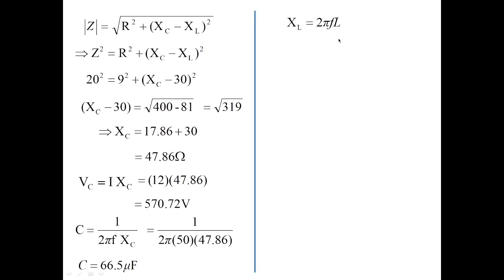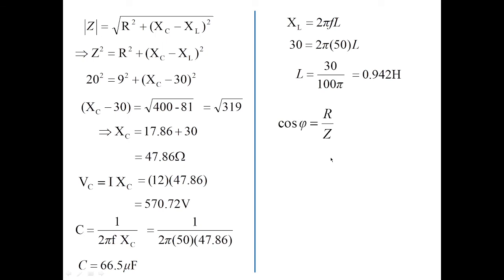What else can we find? We can also find out the inductor value. XL is 30, and we need to find out L. L is equal to 30 divided by 100 pi. 50 into 2 will become 100 pi, which will give you the value 0.942 henries. So R is 9, L is 0.942, and C is 66.5 microfarads. So these are the RLC parameters.